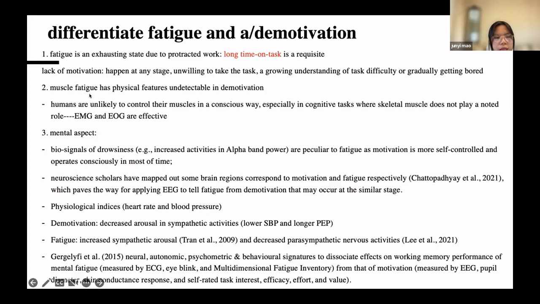In terms of practical methods, muscle fatigue has some physical features which are undetectable in demotivation. Because biologically speaking, human beings are unlikely to control their muscles in a conscious way, especially in cognitive tasks like translation, where skeletal muscles do not play a notable role. So in this way, EMG and EOG are effective tools for us to tell fatigue from demotivation. When it comes to mental aspects, first, signals of drowsiness are a sign of fatigue, like increased activities in alpha band power, which are peculiar to fatigue. Because motivation is more self-controlled and operates consciously most of the time.